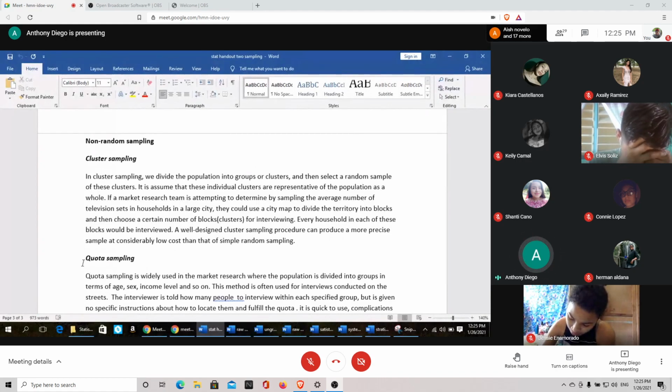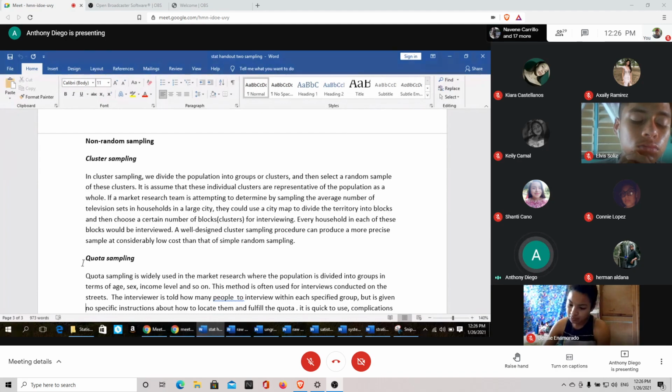Now, it said here for cluster sampling, we divide the population into groups or clusters and then select a random sample of these clusters. It is assumed that these individual clusters are representative of the population as a whole. If a market research team is attempting to determine by sampling the average number of television sets in a household in a large city, they could use a city map to divide the territory into blocks and then choose a certain number of block clusters for interviewing. Every household in each of these blocks would be interviewed.